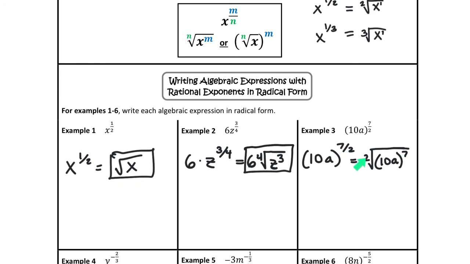And if the number in front is a 2, we don't have to write the 2, so we can just write it as the square root of 10a to the power of 7. And covering it. There we go. That's what we could do.